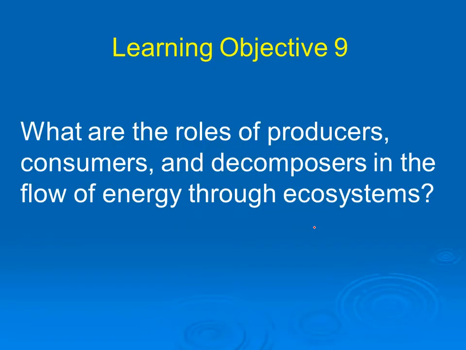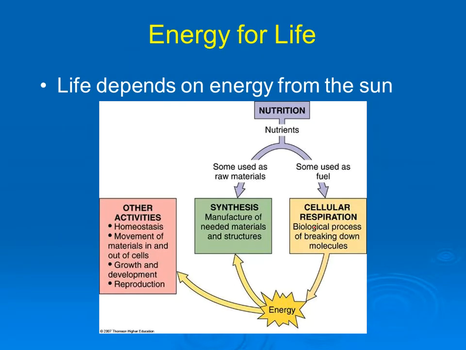Learning objective number 9. What are the roles of producers, consumers, and decomposers in the flow of energy through the ecosystems? Energy for life. Energy is very important, and we'll talk a little bit about ecology. Life depends, of course, on some type of energy, and ultimately, we get our energy from the sun. We have to have this energy because that sunlight provides energy for plants to go through the process of photosynthesis, which we'll talk about in a later chapter. And then we, in turn, use the energy that they produce in photosynthesis to make our own energy, that we call ATP.